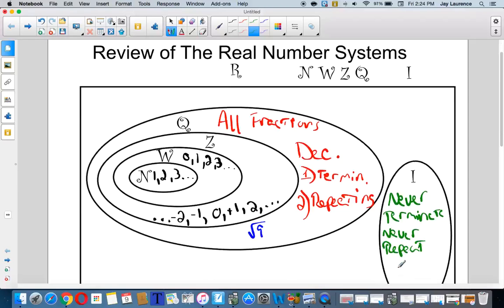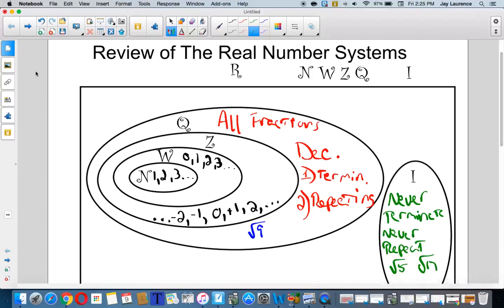The most famous is pi, but it also includes things like the square root of 5 or the square root of 17. If there's a number under a square root that's not a perfect square, it's going to be irrational, guaranteed. Altogether, these make up the real number system.